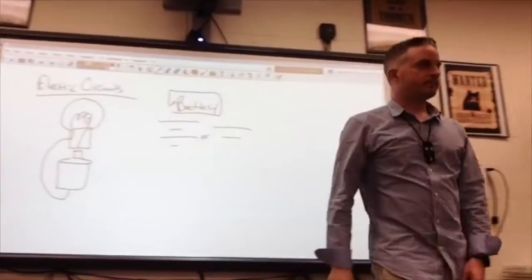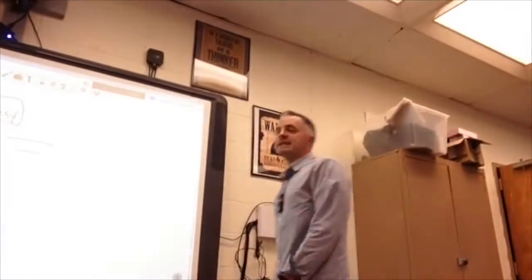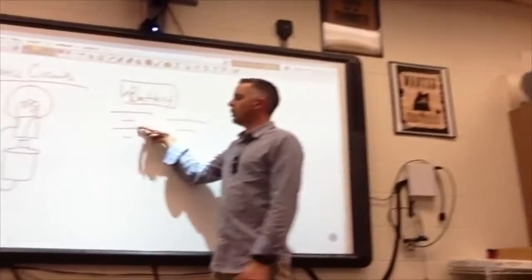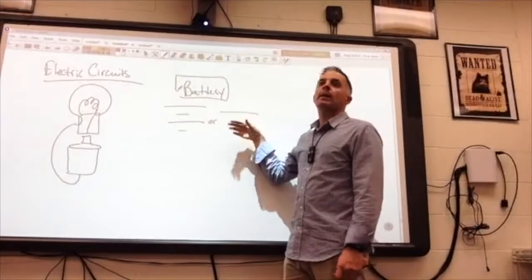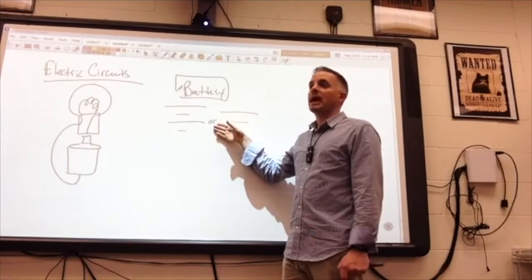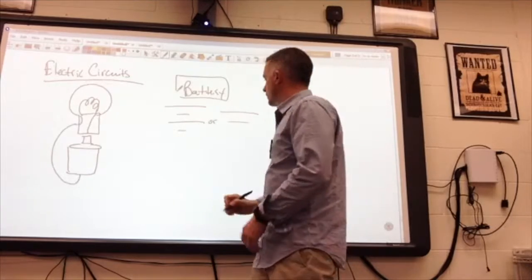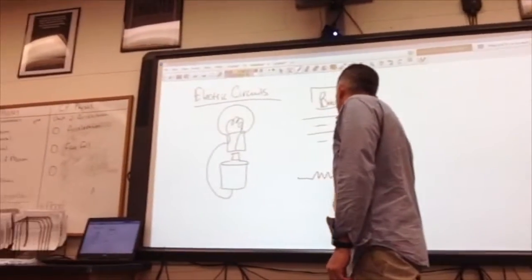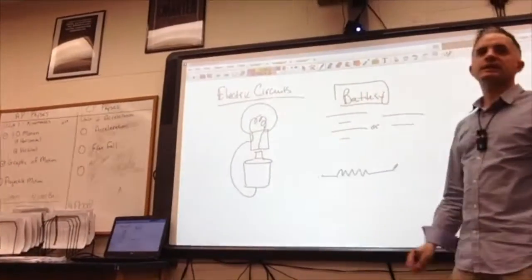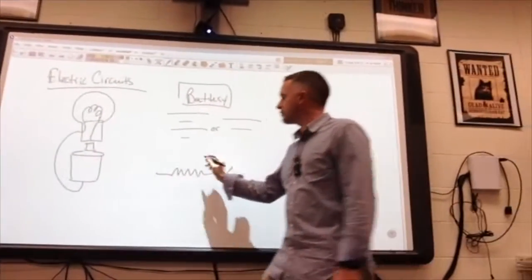That's a battery. Okay? So in a diagram, if you see either long, short, or just long, short, that means a battery or voltage source. Okay? If you see something like this with squiggly lines, this is a resistor.